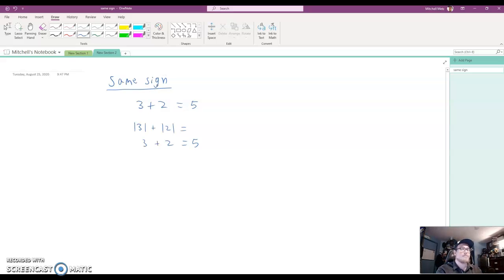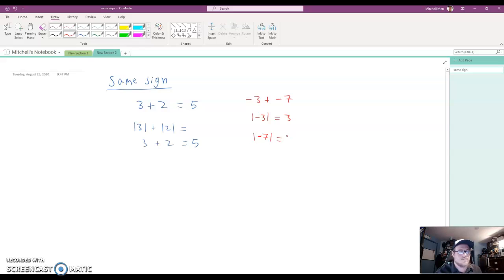So again, same signs. I'm going to add now 2 negatives. So I'm going to do blue. Let's say I do negative 3 plus negative 7. So I'm going to take the absolute values. I'm going to take the absolute value of negative 3, which I know to be positive 3. Don't think of it as a positive, think of it as a distance. But I guess you can think of it that way too. And negative 7.